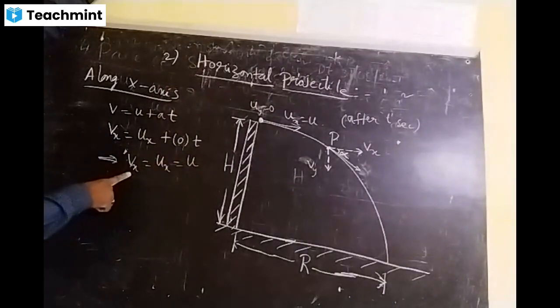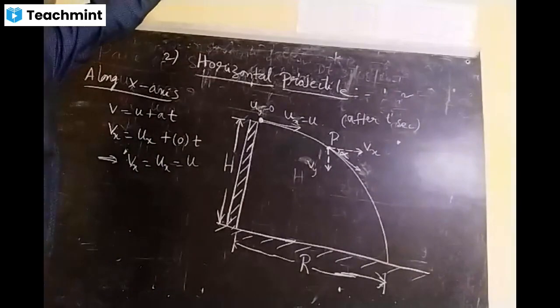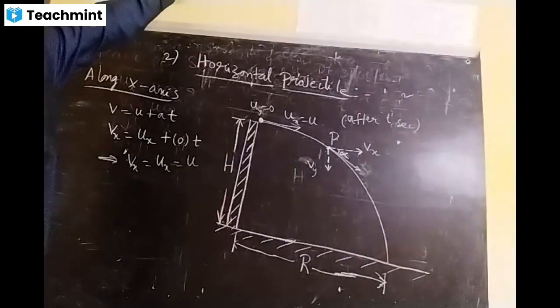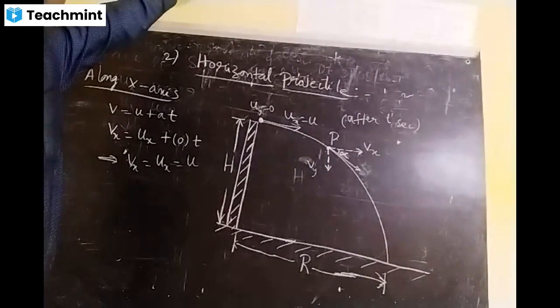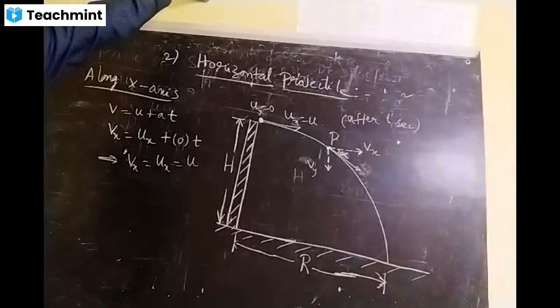That means the final horizontal component of velocity remains constant throughout. In case of oblique projectile, if you just recall, what was the horizontal component of velocity throughout the motion we got? U cos theta, sir. Throughout the motion, you got U cos theta.